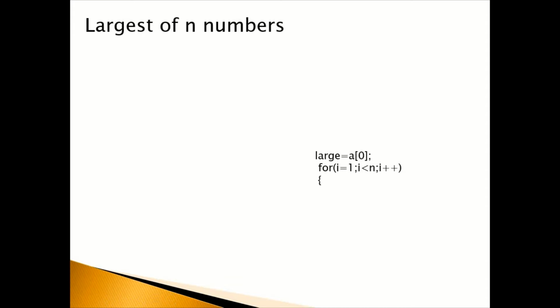And inside the loop, we will be checking one by one all the numbers with the previous large value. So here we have the condition if a of I is greater than large. Large, we have assumed that the first number is large. So in the first iteration, the second number is compared with the large, that is a of 0.